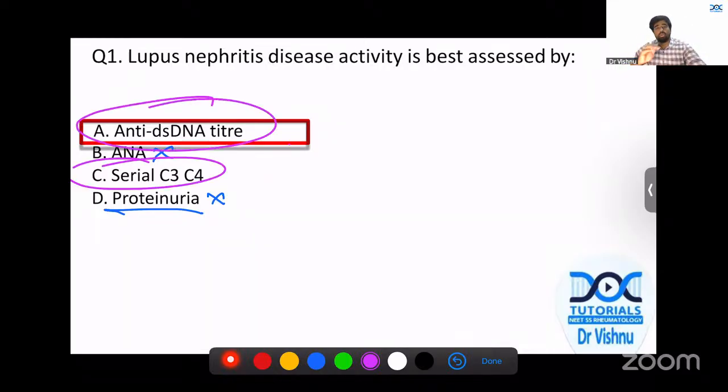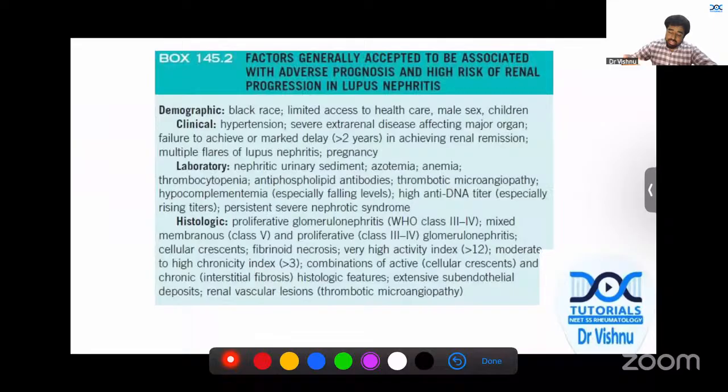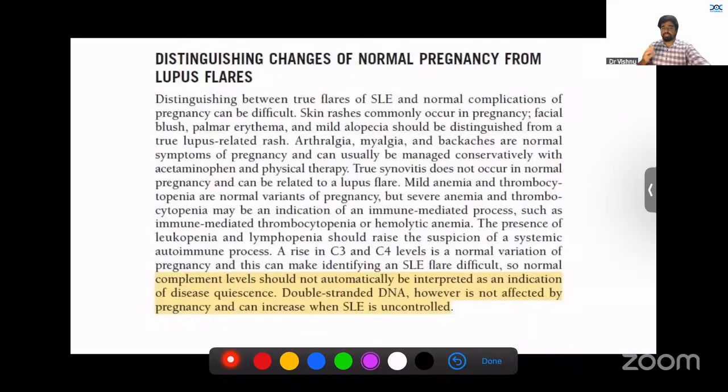But the thing is, complements are not specific. Complements can be low in infection also, sometimes in immune complex mediated disease, in some other vasculitis also it can be low, and in pregnancy changes can happen, etc. While your dsDNA, and sometimes if you look at C1q levels, sometimes they also correlate with your vasculitis, nephritis, etc. Those are much more specific to your lupus nephritis. Best is obviously dsDNA only. So that is the best answer.